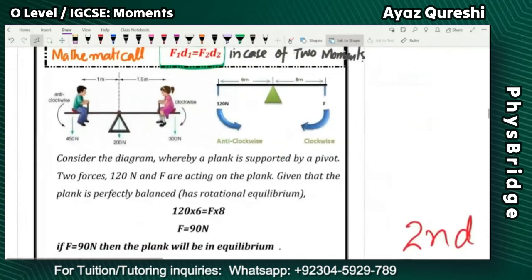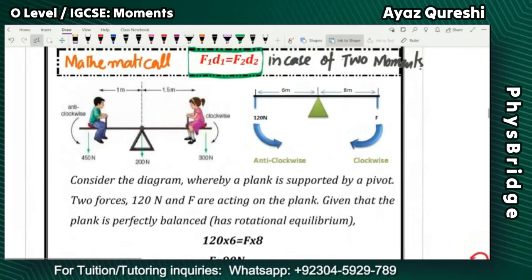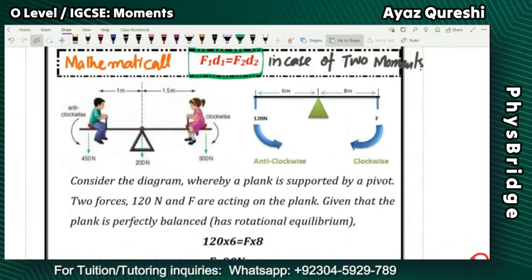Check this. There are two kids sitting on a seesaw. One is producing a weight of 450 Newton. And the other kid is producing a force of 300 Newton. It is basically a force, not the moment.